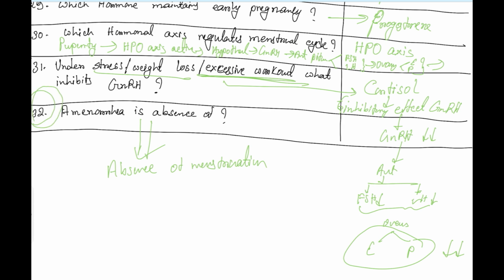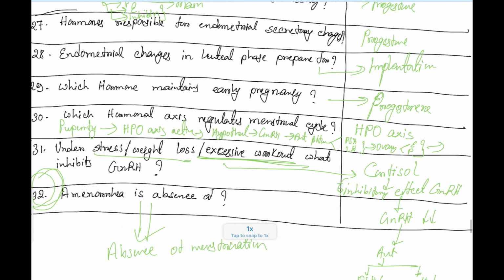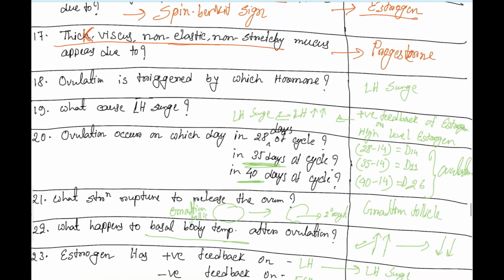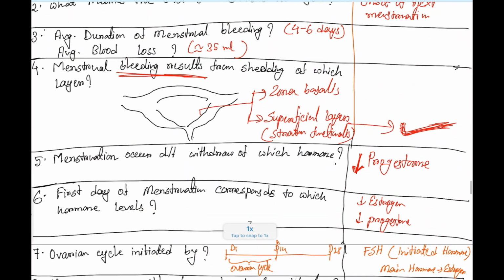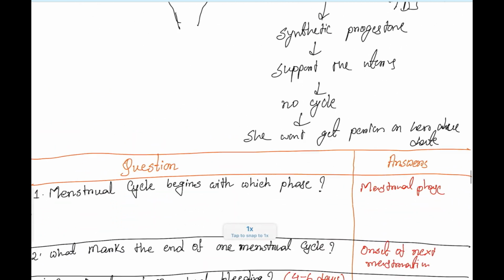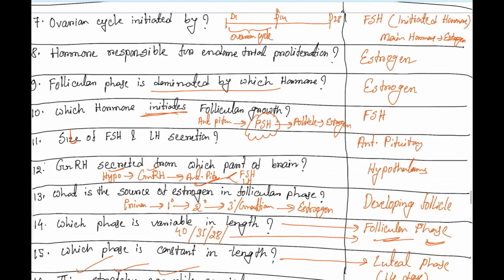Okay, so here we listed a total of 32 questions phase-wise, and I think this is enough for you all to prepare your menstrual cycle topic. Okay, so that's all about menstruation and important one-liner questions.